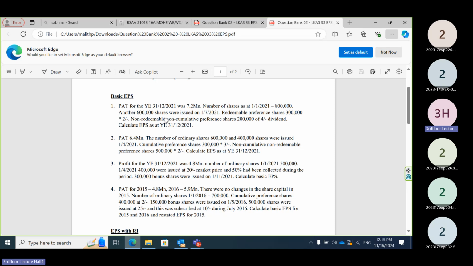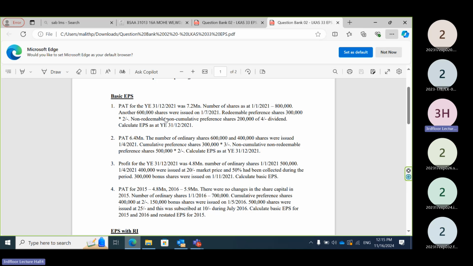So then profit after tax should be adjusted to whatever earnings are relevant for ordinary shareholders, and the weighted average number of shares. This is the basic logic we have. Based on that, question number 1.